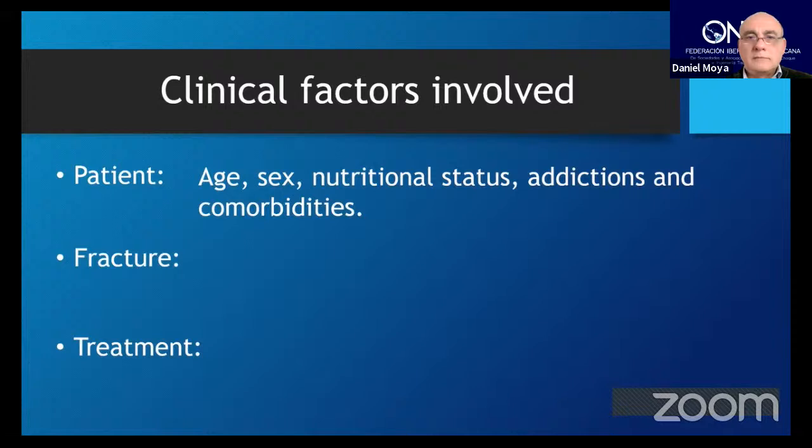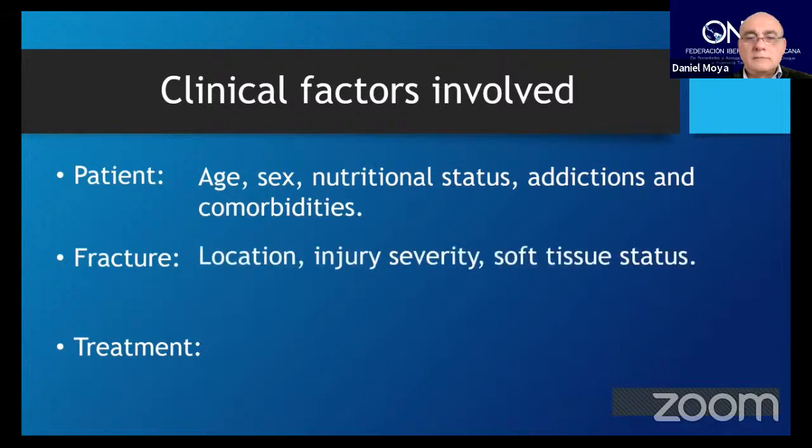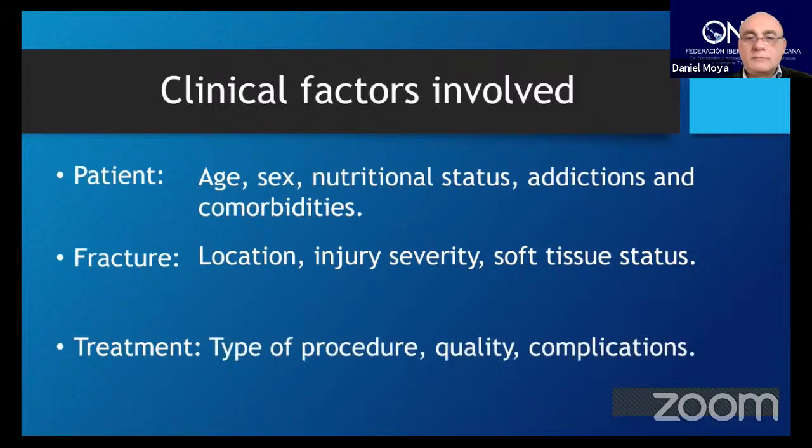these comorbidities are treated. If we think about the fracture, the location is very important. We all know that even in the same bone, small variations in the location can determine different prognosis. The severity of the injury in relation to the level of energy of the trauma, and finally the state of the soft tissues, since, for example, an open fracture will determine a greater chance of non-union. Finally, the type of treatment, for instance, the effectiveness with which we perform it, and complications such as infection will have a great influence on the result.